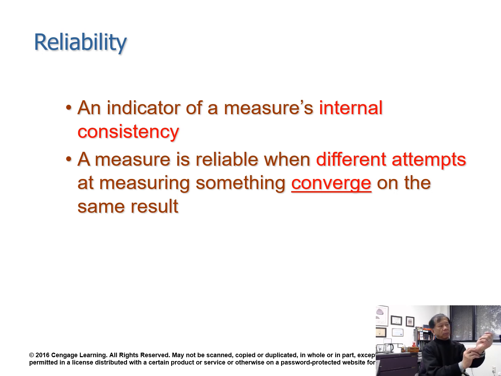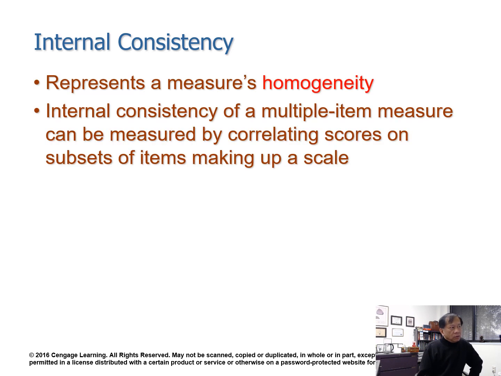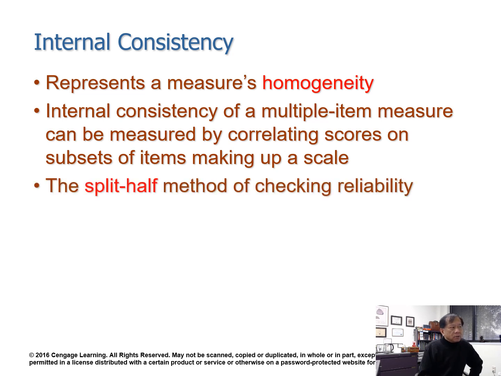A measure is reliable when different attempts at measuring something converge on the same result. When the measuring process provides reproducible results, the measuring instrument is reliable. Internal consistency represents the measure's homogeneity. Internal consistency of a multiple-item measure can be measured by correlating the scores on subsets of items making up a scale.